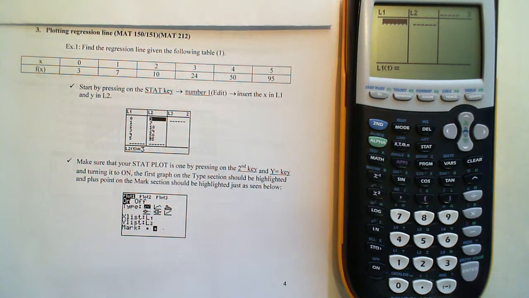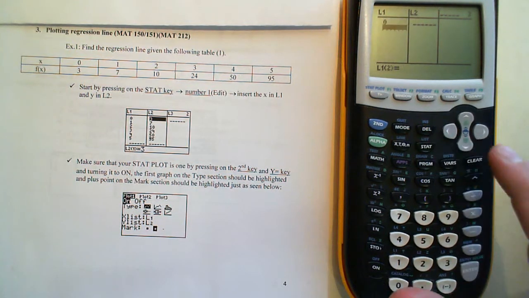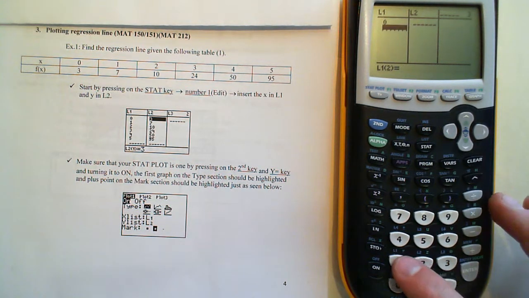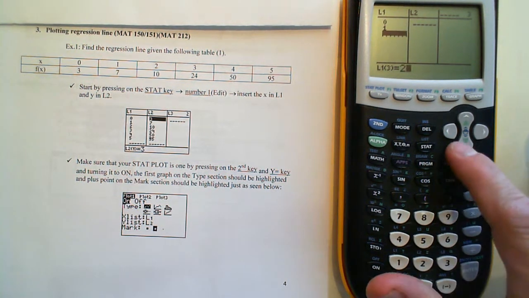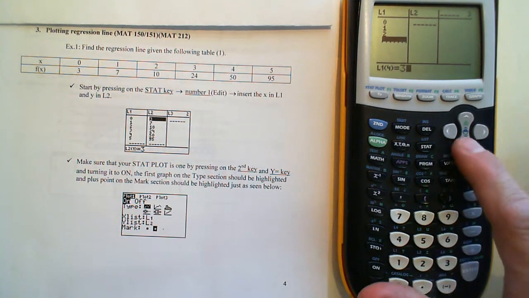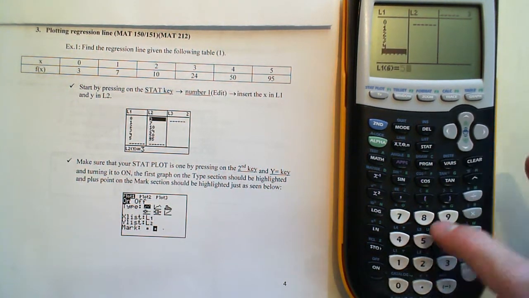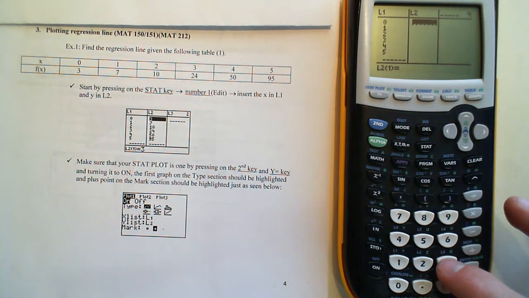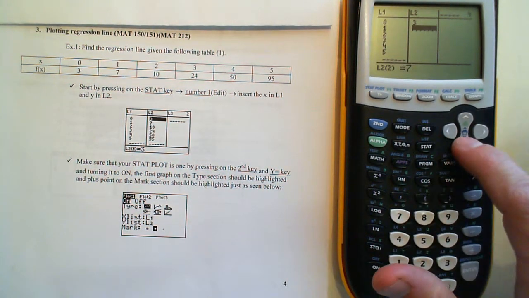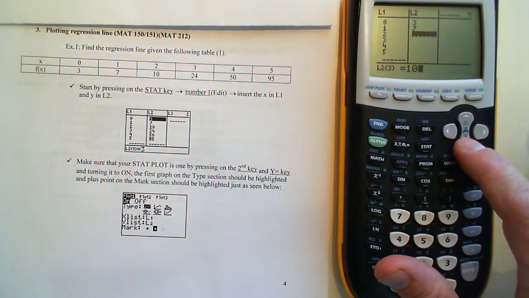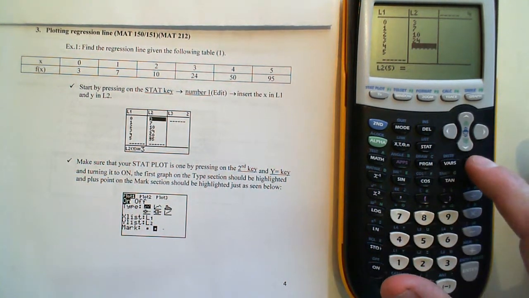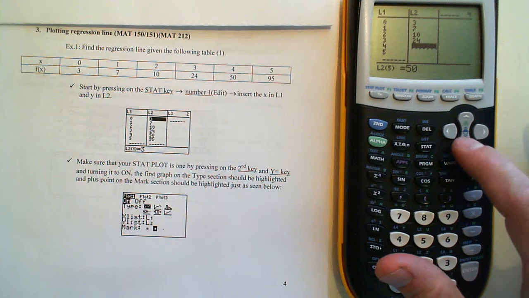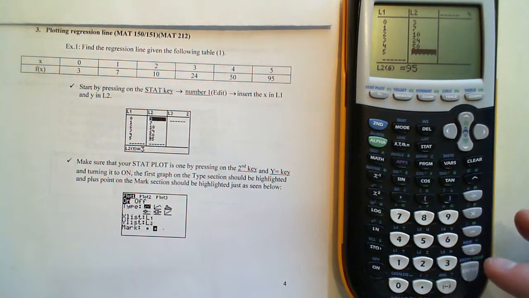So if I enter the data, I'll start with 0, and as I scroll down, 0, 1, 2, 3, 4, 5. Over at L2, it's going to be 3, 7, 10, 24, 50, and 95.